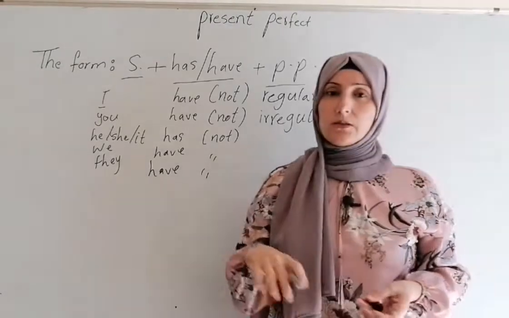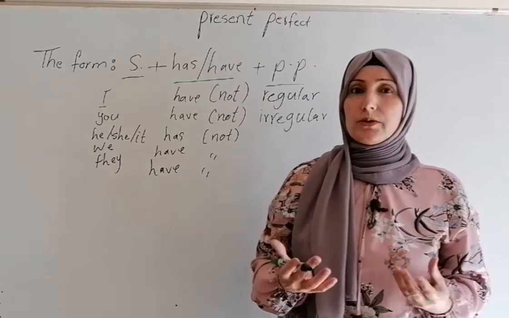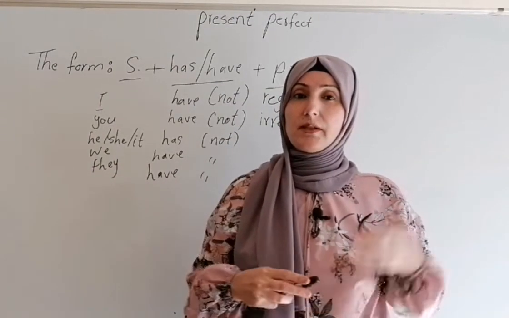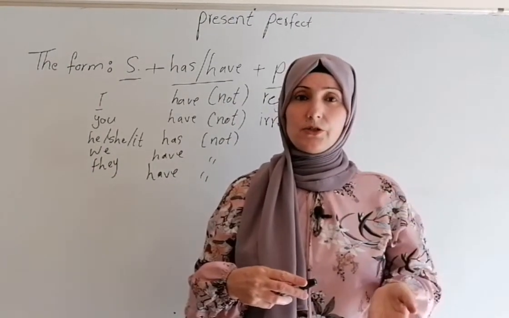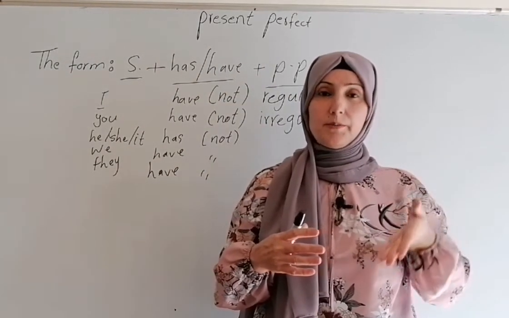Okay. So this is the structure of the sentence. Okay, now when we use it, we use present perfect to talk about something that happened in the past and the result of the action is now. Or we can say there is a connection between past and present.